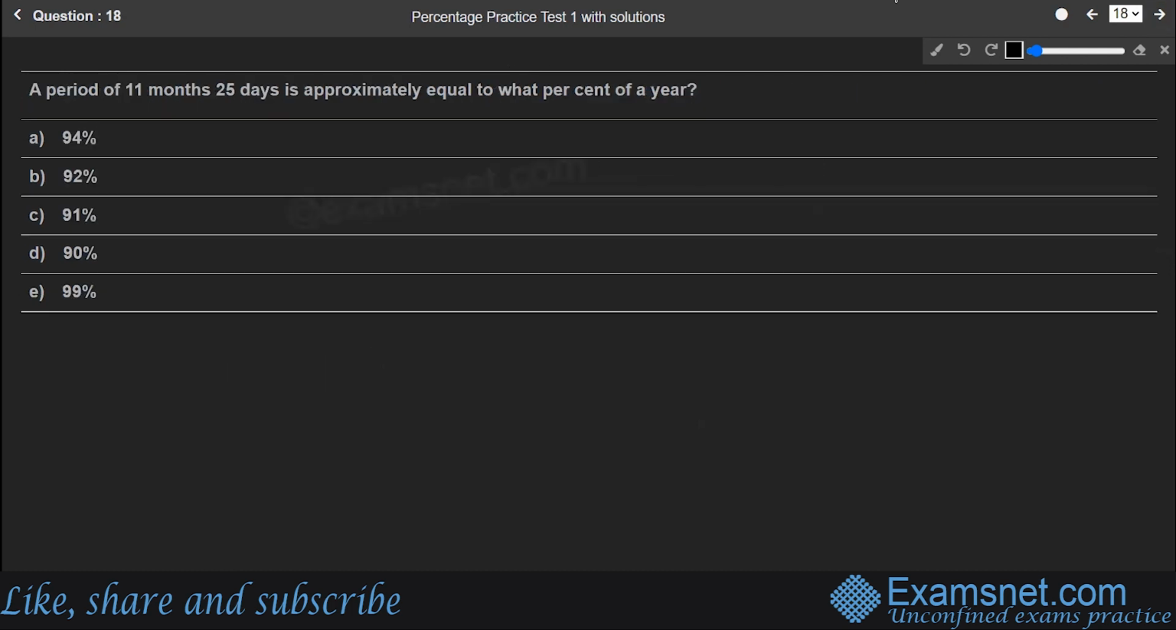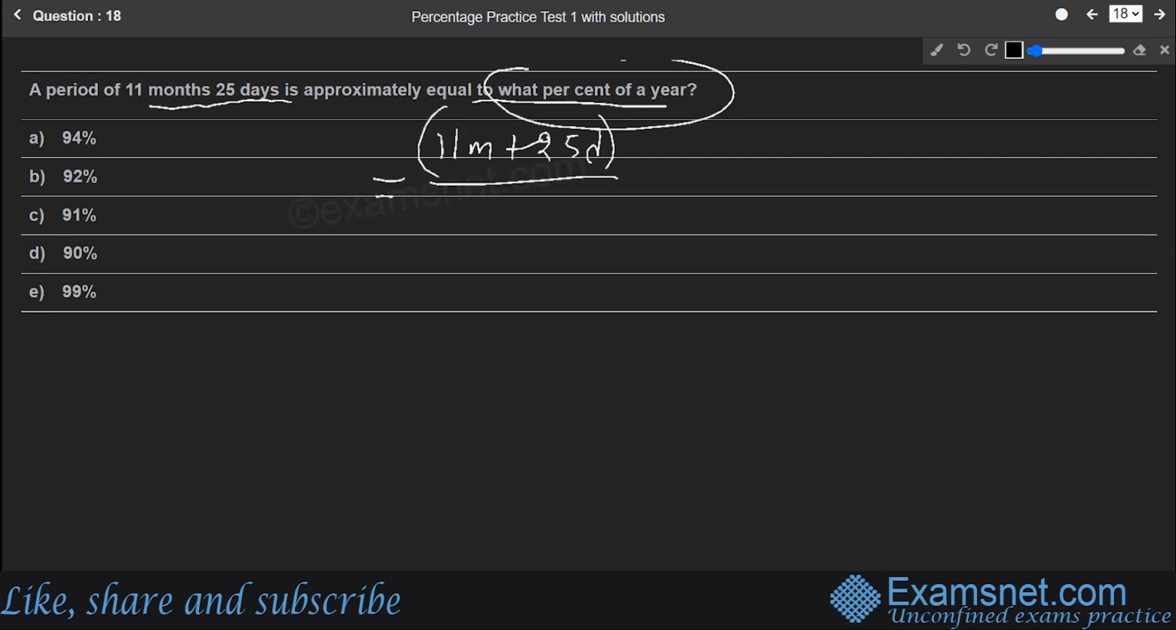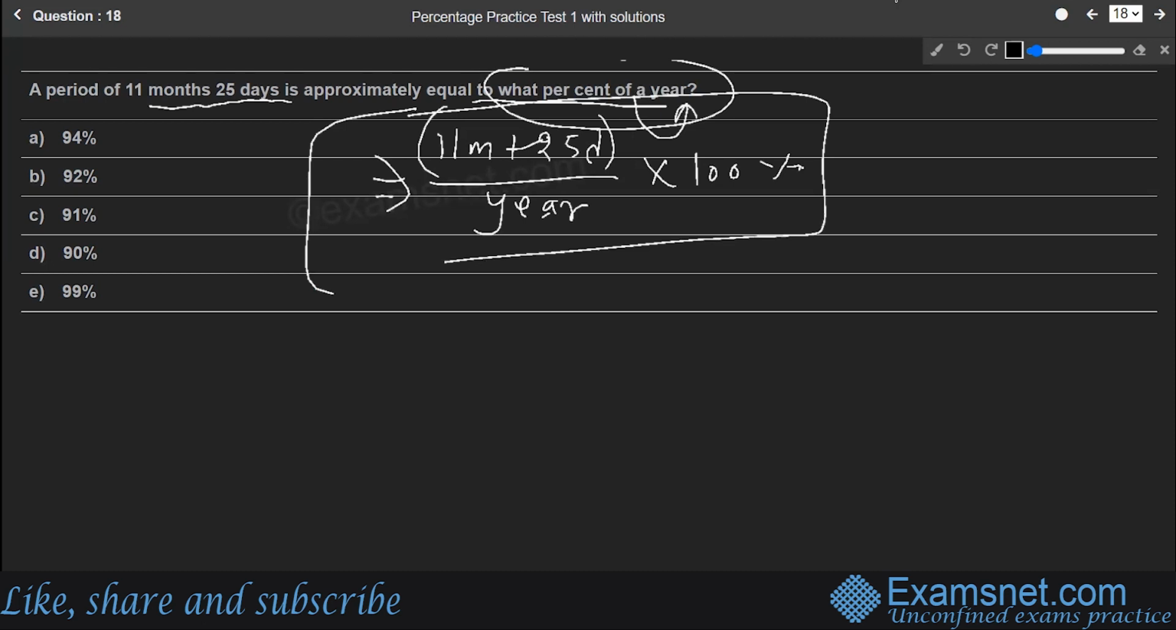Now, a period of 11 months, 25 days is approximately equal to what percent of a year? Okay, so if you want to generate what percent of a year, what we can do is the period of 11 months and 25 days, that is 11 months plus 25 days. This is the period they are talking about, of a year. So divided by a year, whatever appears after "of" is my denominator. So 11 months plus 25 days of a year. So divide by year into 100%, because the question is asked in percentage value. That's what we are supposed to solve in this particular question.